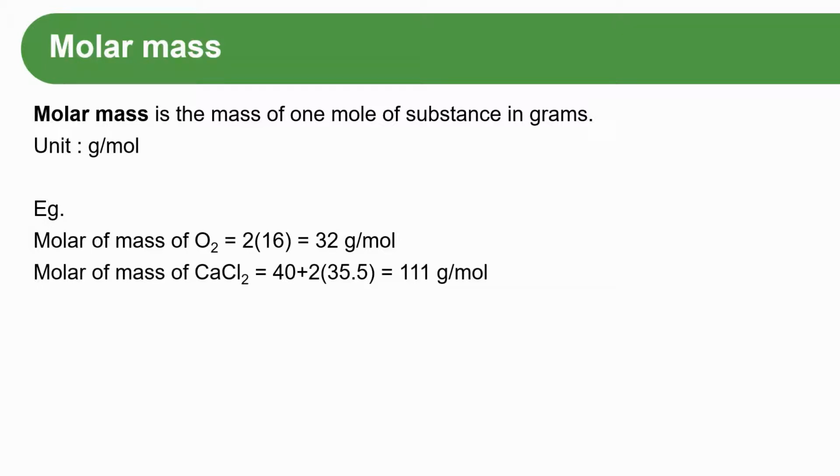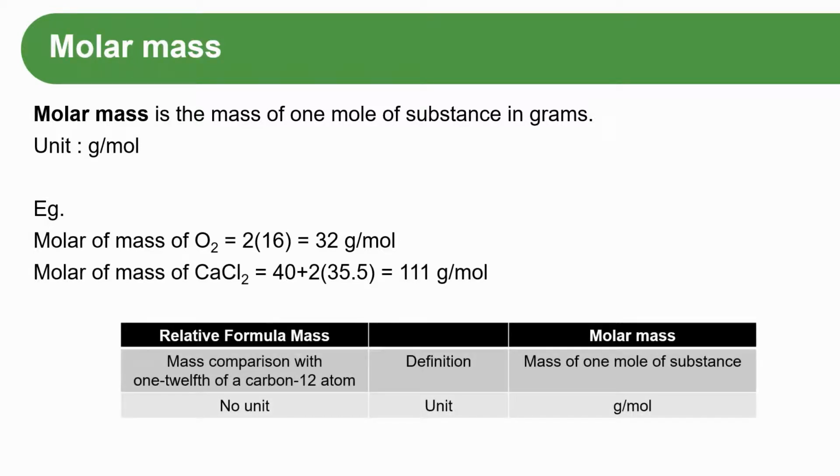So now you might ask, what is the difference between molar mass and relative molecular mass or relative formula mass? The difference is the definition. Relative formula mass is a comparison with 1/12 of a carbon-12 atom, whereas molar mass means the mass of 1 mole of substance. And the second difference is the unit. Relative formula mass is a comparison, so that's why there's no unit. But for molar mass, it is gram per mole. Again, gram per mole means the mass of 1 mole.